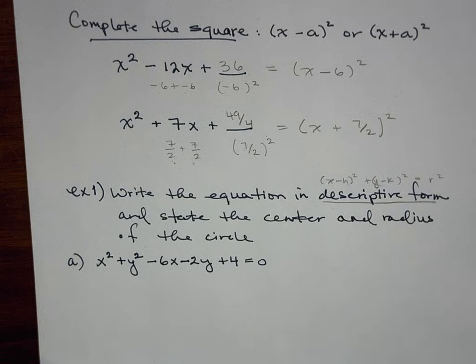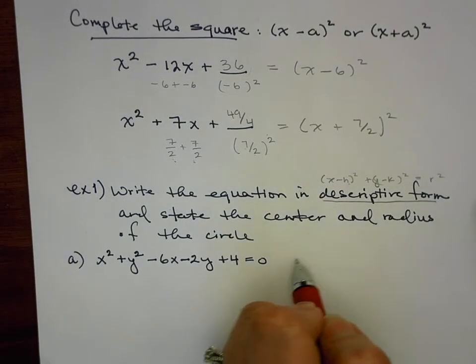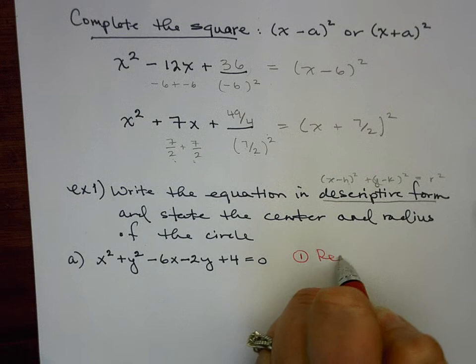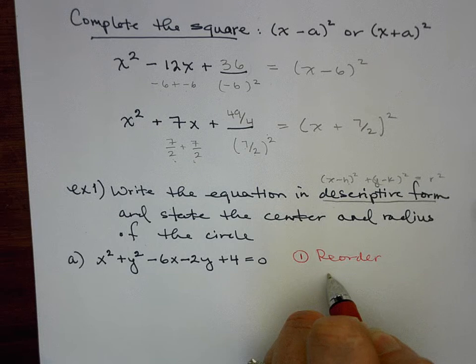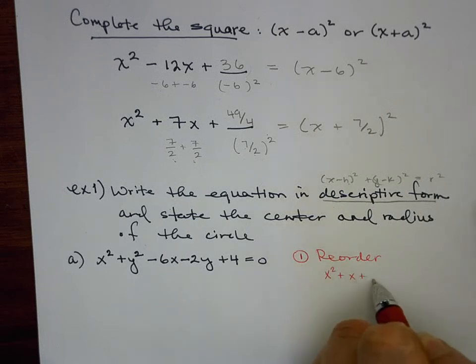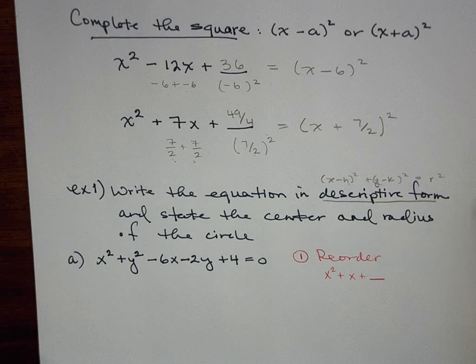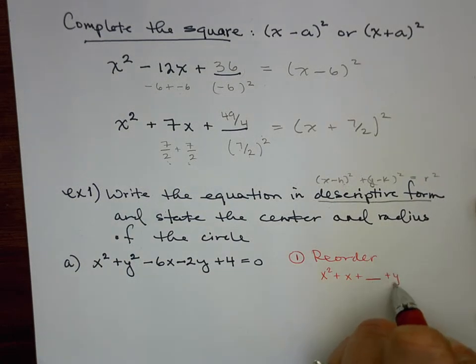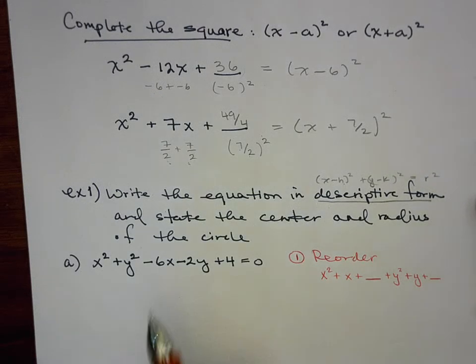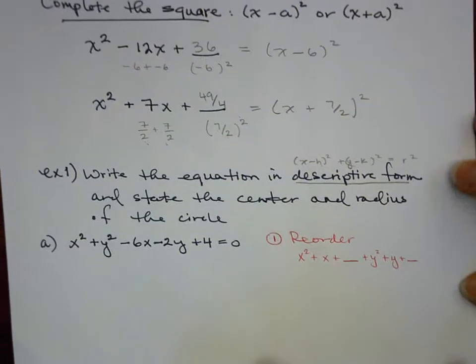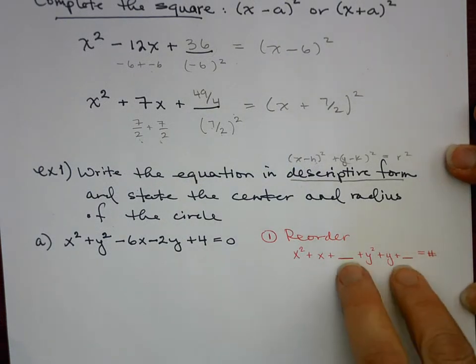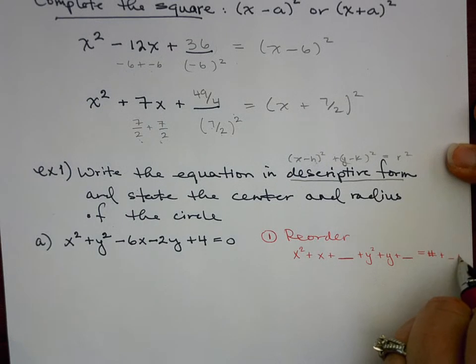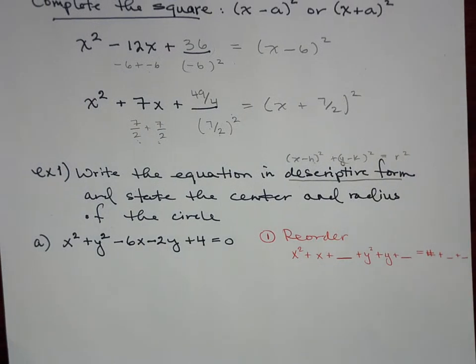So I want to get my x terms together and I want to get my y terms together. So I'm going to reorder, and the reordering is I'm going to have my x terms together, so x squared plus x plus something, right? Because I need to figure out what that perfect square needs to be. And then I need to have my y terms plus something. And then if I have extra numbers, right, this plus 4, then I want to move that over to the other side. And I know whatever I add to one side, I have to add to the other. Okay. So that's kind of what I'm trying to do, right?